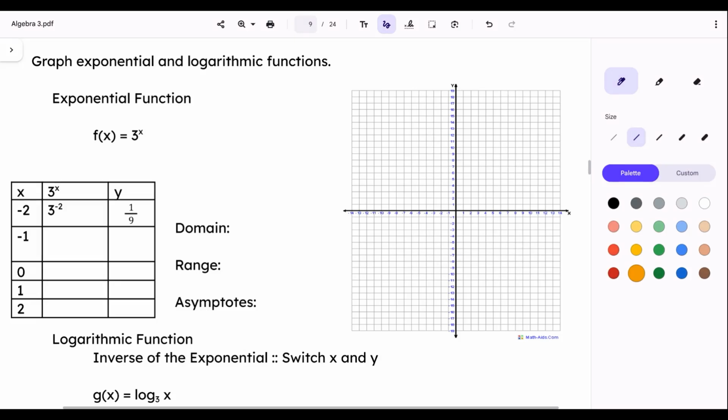Left off here. So yesterday we had talked about how to go in between logarithmic and exponential form and how to solve logarithmic equations. Now we're going to get into the graphing side of things.